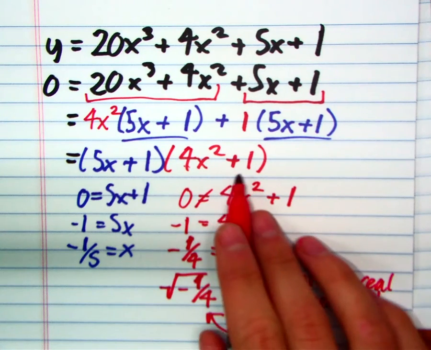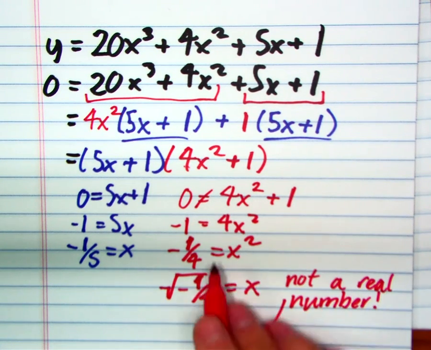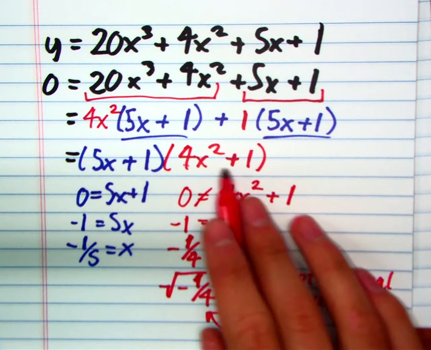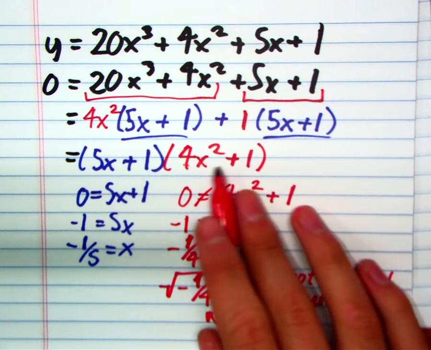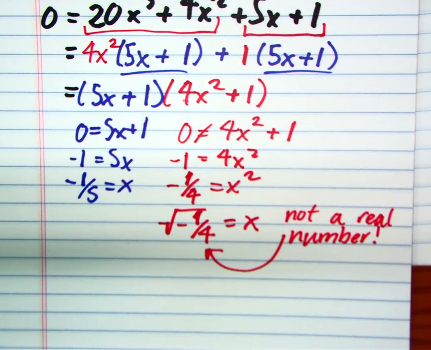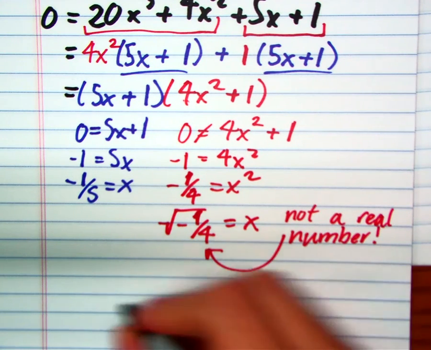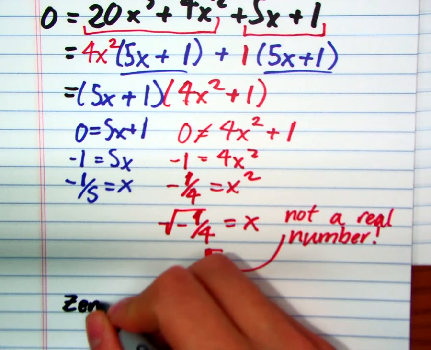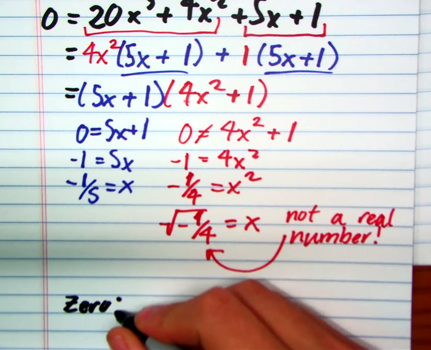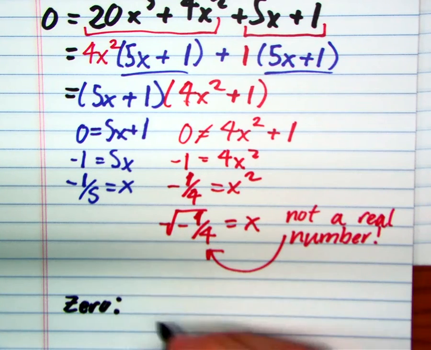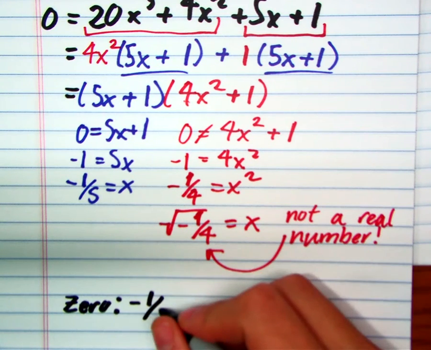Now, you don't have to do all this work. You can just simply say that there's no zero that comes from this factor. So if there's no zero that comes from the sum of squares factor, then we only have the 1 zero. Our only zero for this polynomial is negative 1 over 5.